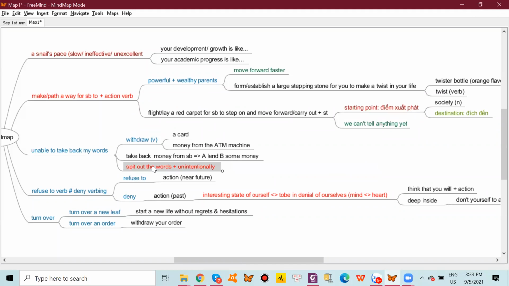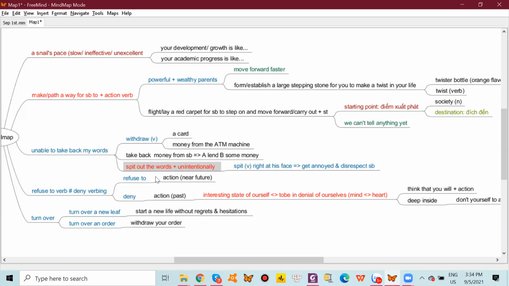Và ở đây mình đang nói là tôi vạo miệng nói ra, thức thì miệng gọi là chữ nó có buông ra, thì ở đây người ta sẽ dùng từ spit out the words. Và khi mà mình vạo miệng nói ra thì mình không bao giờ rút lại cái lời nói của mình được, thì mình đang có từ rút lại là take back hoặc là withdraw trong tiếng Anh. Và tiếp theo thì mình đang dùng từ refuse to và từ deny.